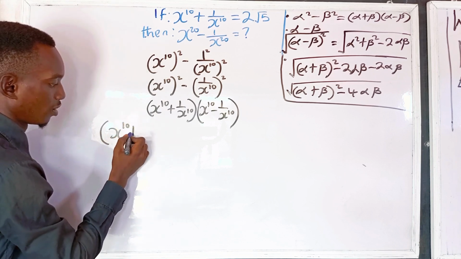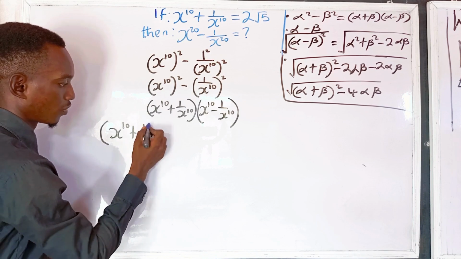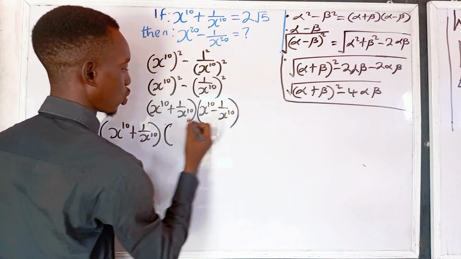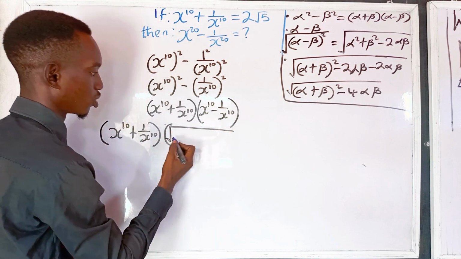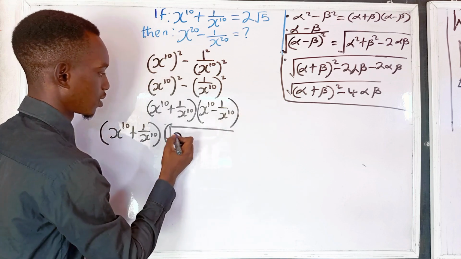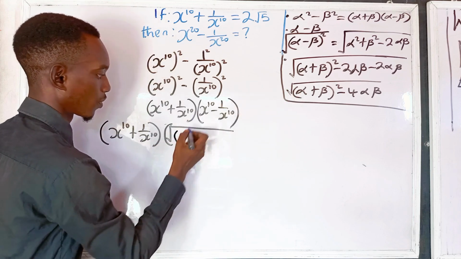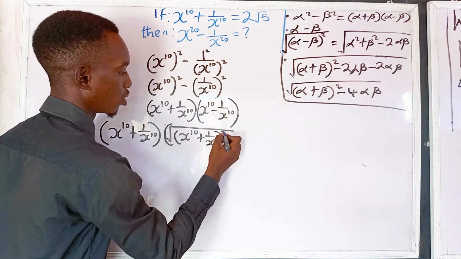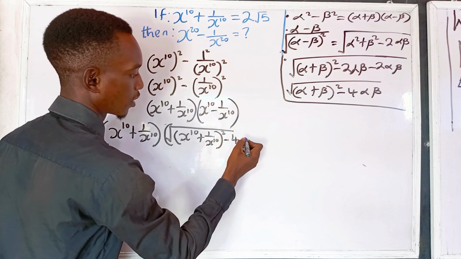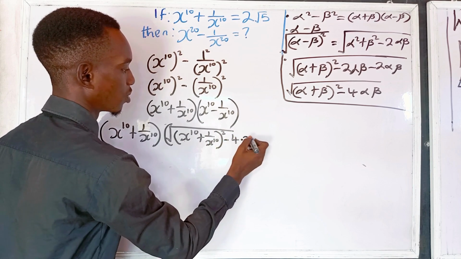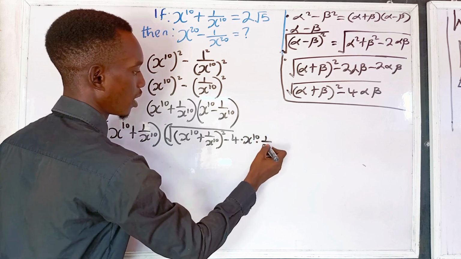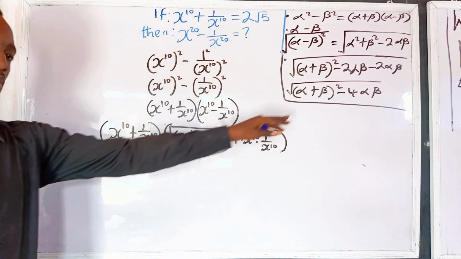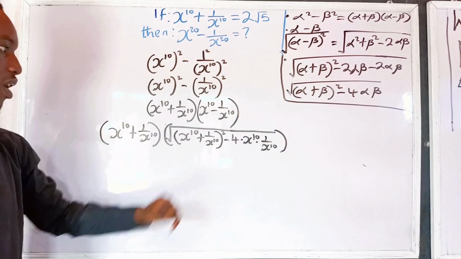So alpha is x to the power of 10, and beta is 1 over x to the power of 10. So we're going to have the square root of, by substitution, x to the power of 10 plus 1 over x to the power of 10, all squared, minus 4 times x to the power of 10 times 1 over x to the power of 10. Yes, that's by using direct substitution. We have written this as this.